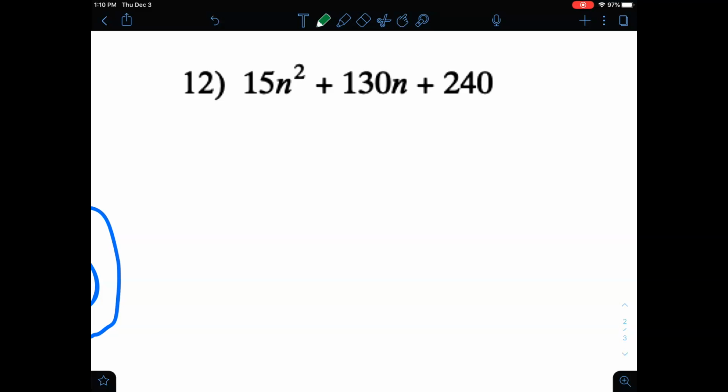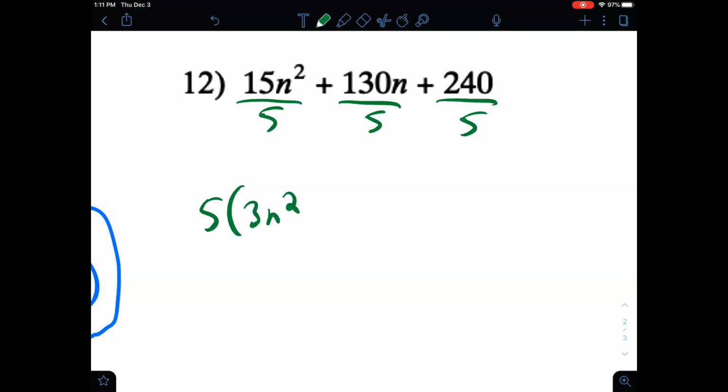So factors of 15 are 1, 3, 5, and 15. And so the biggest number that goes in, 240 doesn't divide by 15. So we're going to actually divide by 5. 5 is going to be the GCF for all of these. And 240 doesn't have an n, so we're not going to pull out an n. So we're going to have 5 times 3n squared, divide everything by 5, plus 26n, plus 48.